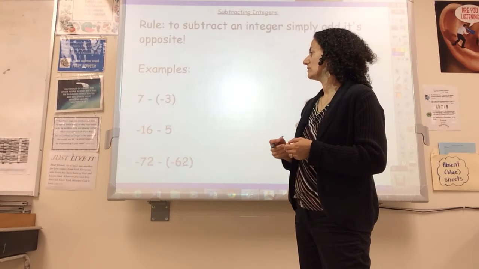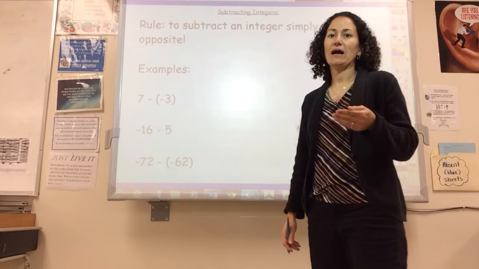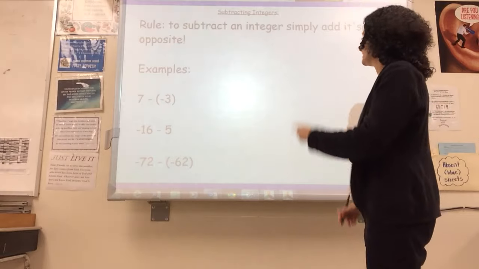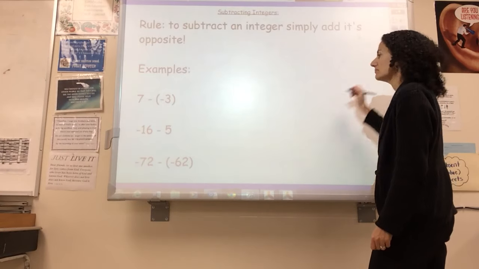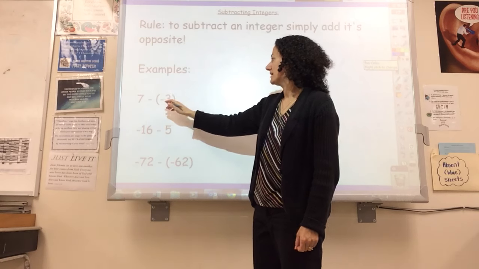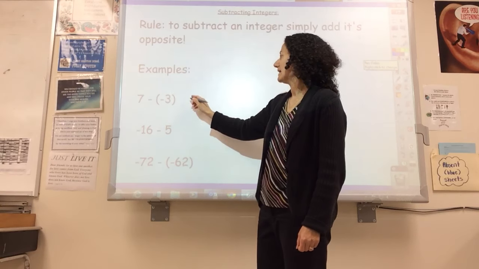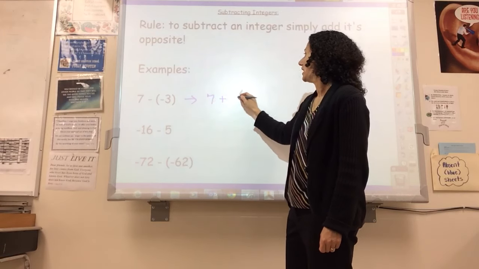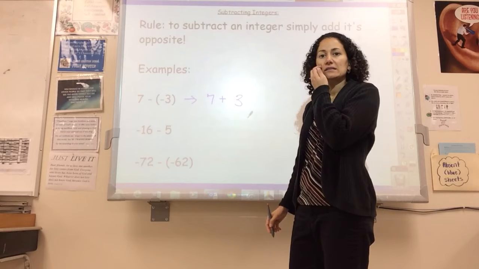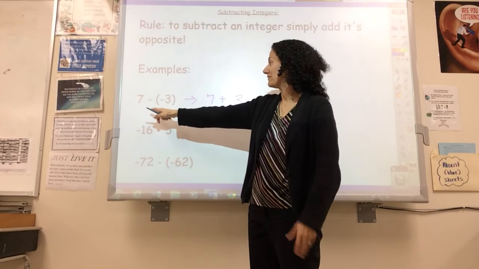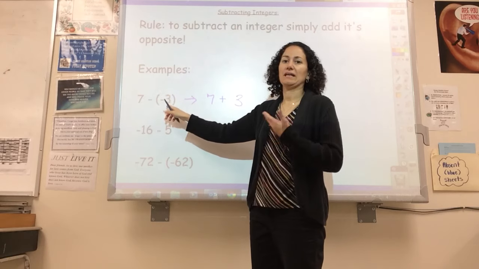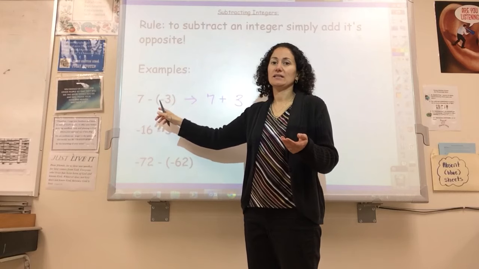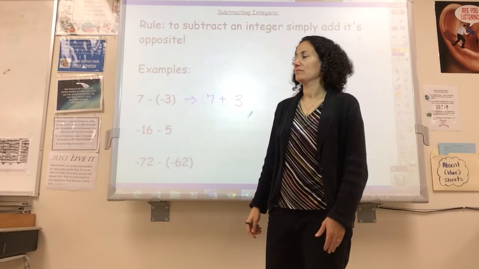As we're learning to do this, what I'd like you to do is to write down the problem and rewrite it as an addition problem. Take these three examples. 7 minus a negative 3 is actually the same thing as 7 plus a positive 3. When you see subtraction, all you really have to do is add the opposite of the number. If the number is negative, it becomes positive. If it were positive, it would become negative.